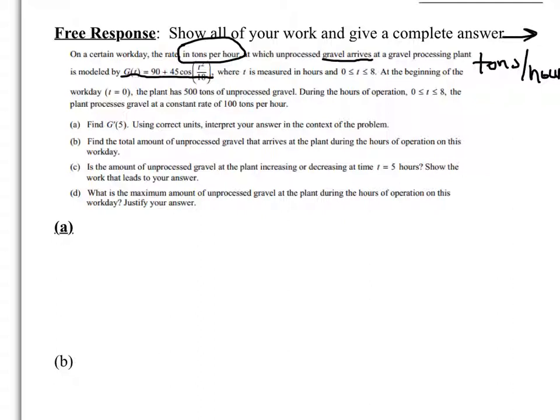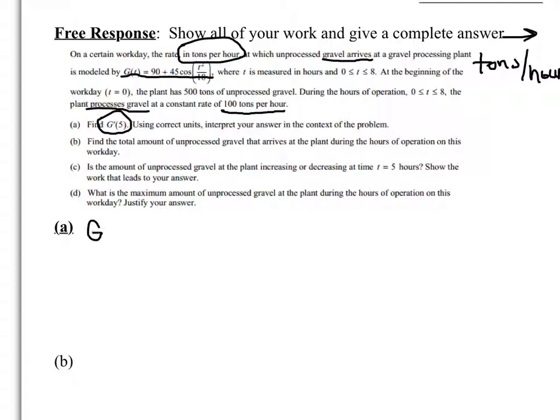And then we're also given a second rate. Now it's kind of hidden a little bit because it's not necessarily a function, it's a constant. It's 100 tons per hour. And what's going on here? This is the rate at which the gravel is being processed. So you're done with the gravel. So now you're going to actually ship the gravel out to the companies that are purchasing it. Now the first question, find G prime of 5.